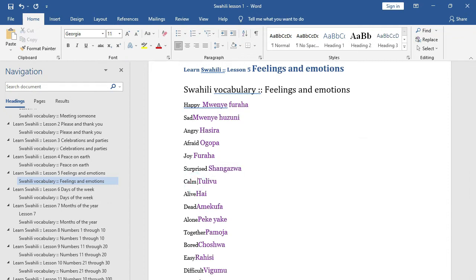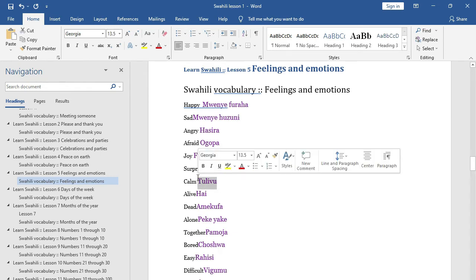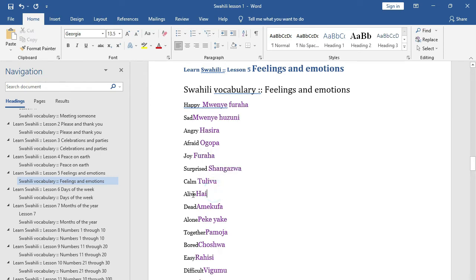The next word is calm. Swahili is tulivu. The next word is alive. Swahili is hai. The next word is dead.